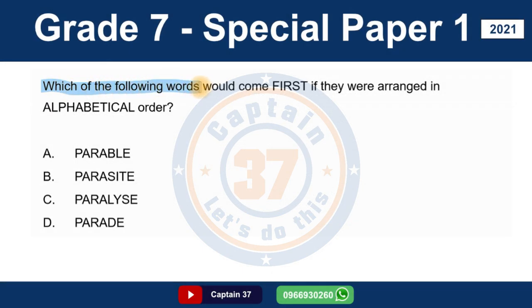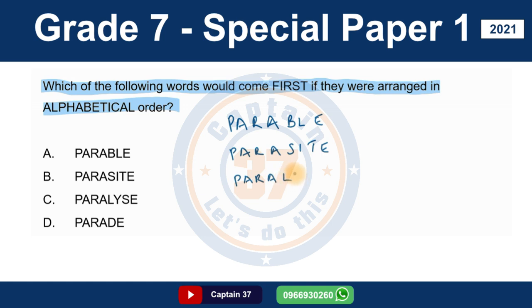Which of the following words would come first if they were arranged in alphabetical order? There is parable, parasite, paralyze, parade. Which one would be first if these words were placed in alphabetical order? So there's parable, there's parasite, and there's paralyze, actually. And then there is parade.